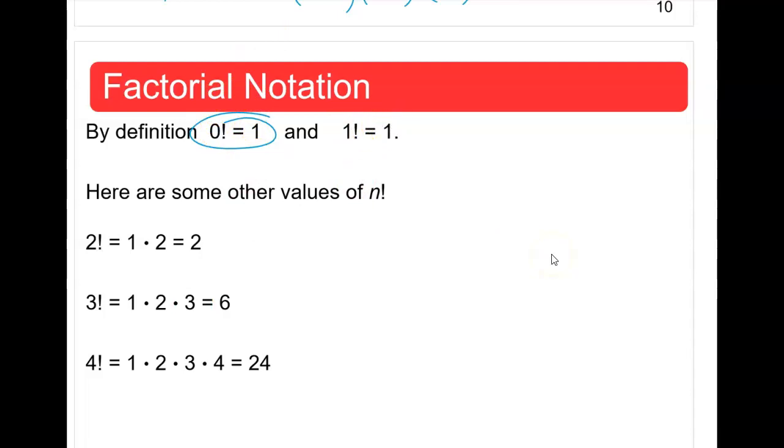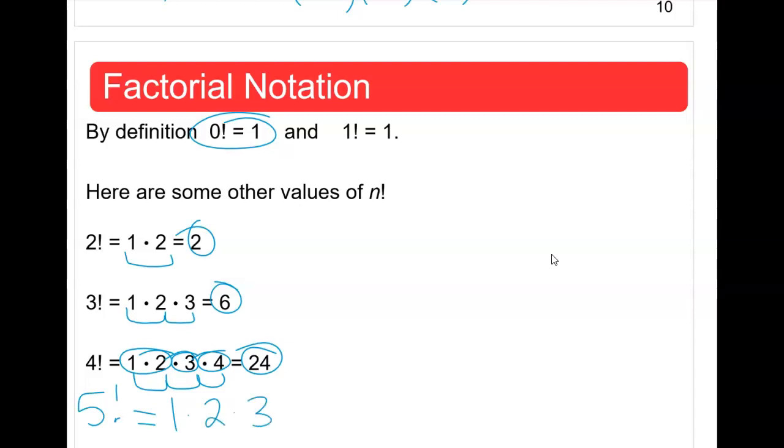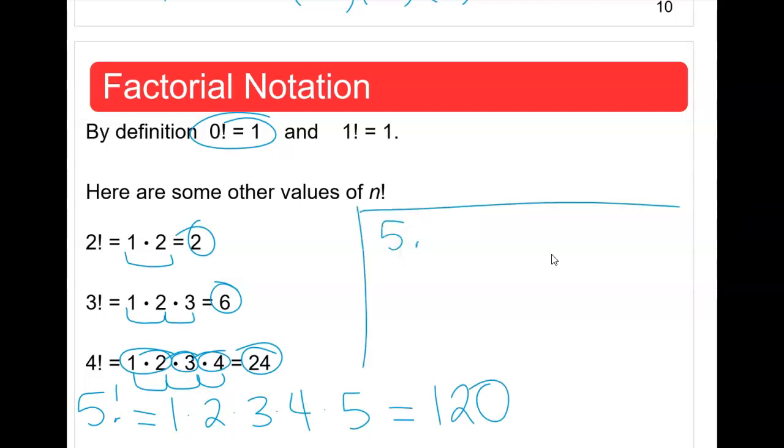Now, for 2 factorial, we have it here. It is 1 times 2, so it's equal to 2. For 3 factorial, we have 1 times 2 times 3, so that is equal to 6. 4 factorial, we have 1 times 2, then times 3, then times 4. Or we could say 1 times 2 is 2, times 3 is 6, and then 6 times 4 is 24. So if we wanted to find 5 factorial, it will be the product of 1 times 2 times 3 times 4 times 5. And that will be equal to 120.